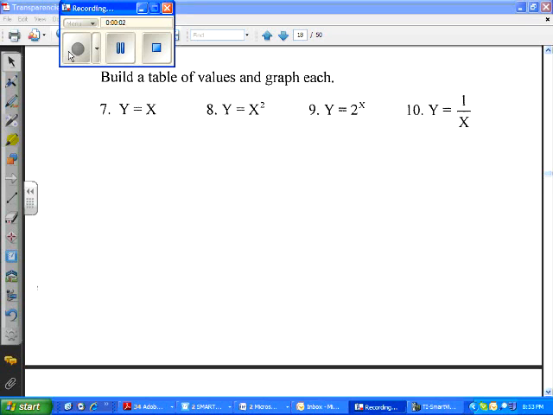Going over the Chapter 8 review. This is Part 2. We're going to do numbers 7 through 10, which is just a quick review of the parent functions of these things. These are parent functions.